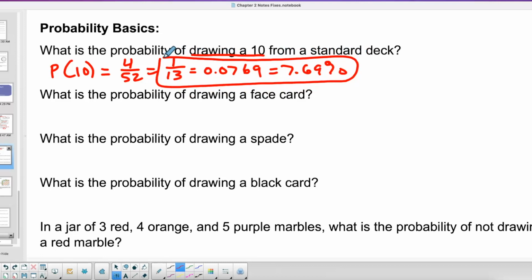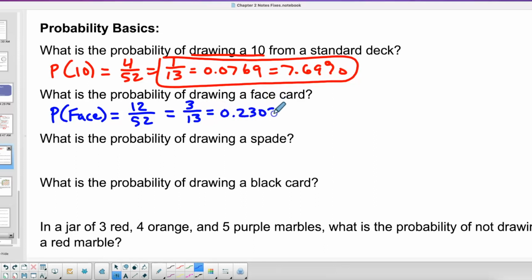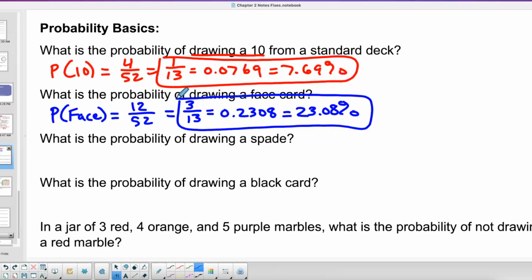Second one, what is the probability of drawing a face card? A face card is going to be either a jack or a queen or a king. There are 4 of each of those, so there's a total of 12 face cards out of 52. With that one, we could reduce it by dividing them both by 4. We get 3 over 13, which would be a reduced fraction answer, or 23.08% or 0.2308. So we can answer as a percentage or a reduced fraction or a decimal, and we always go to the 4th decimal place.